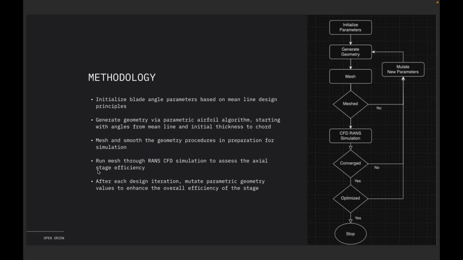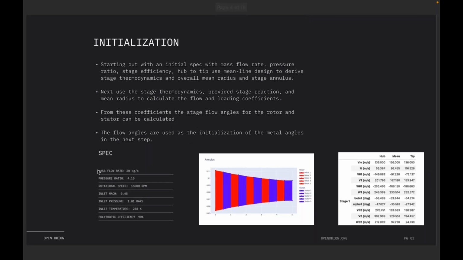Take that parameterization, generate some coordinates, and mesh and smooth that for the simulation. And then once we get a mesh, run that through a simulation, and then use that to get our axial stage efficiency. And then run that iteratively in a loop and converge towards something that is optimal by the optimization process.